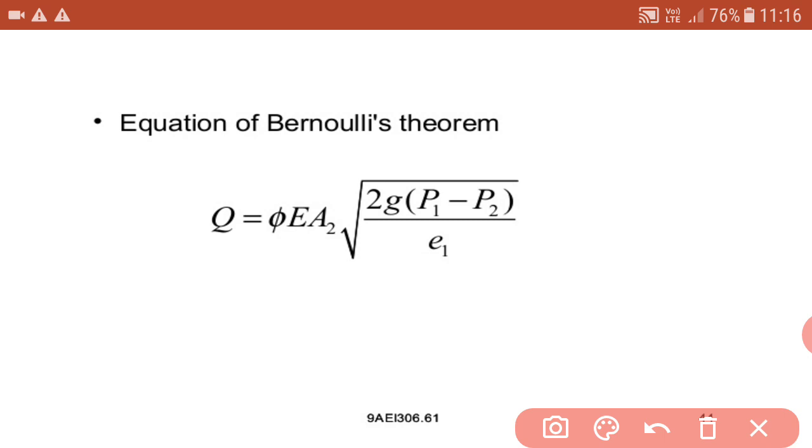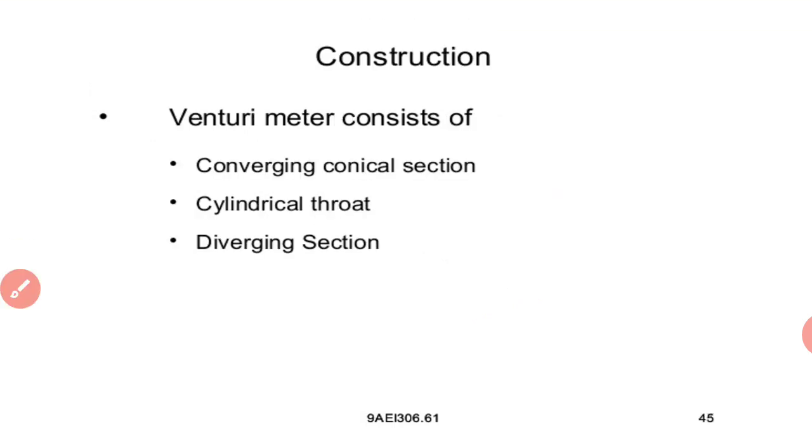Now equation of Bernoulli's theorem. So this is the equation of Bernoulli's theorem. Q is equal to phi times E times A2 times square root of 2g (P1 minus P2) upon rho1. So this is the equation of Bernoulli theorem. Now what do the parameters stand for? First we will see construction.